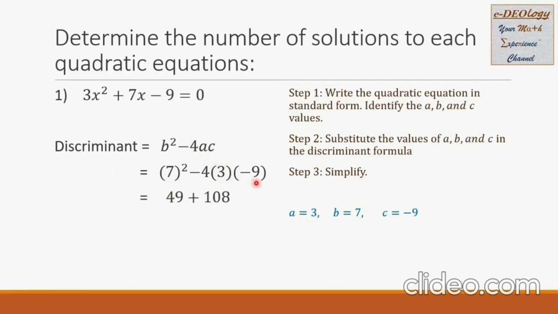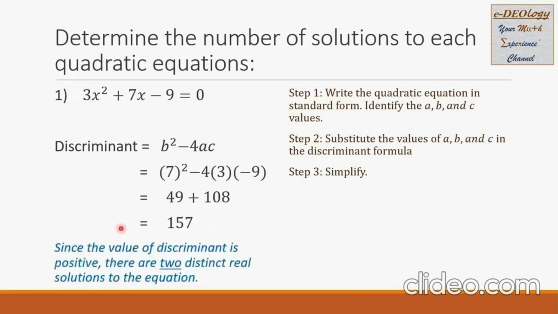Then we will simplify. The 7 squared is 49 minus the product of 4 and 3 and negative 9. So the answer is positive 108. Then 49 plus 108 is 157, and this is a positive number. Since the value of discriminant is positive, there are two distinct real solutions to the equation.